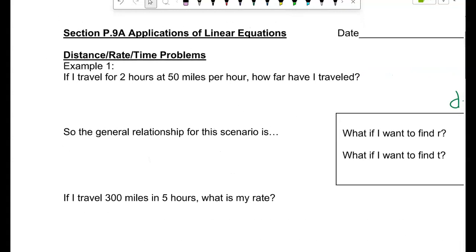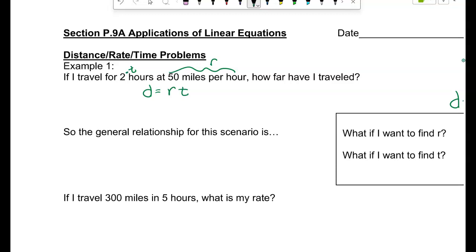All right, so what if Mrs. G travels for 2 hours at 50 miles per hour? How far have I traveled? What would you do? So distance equals what? Rate times time. What is my rate? All right, so 50 miles per hour is my rate. What's my time? All right. That's 2 hours.